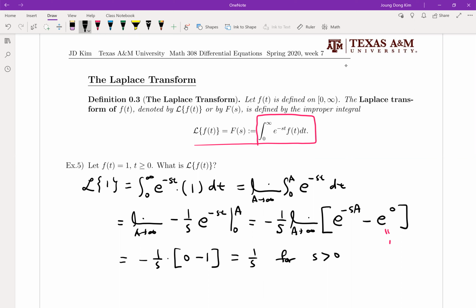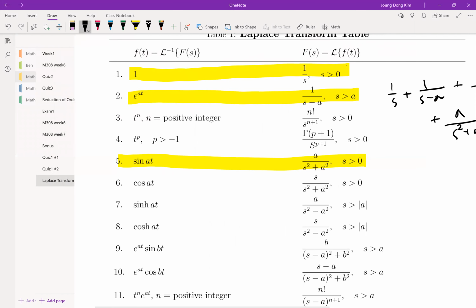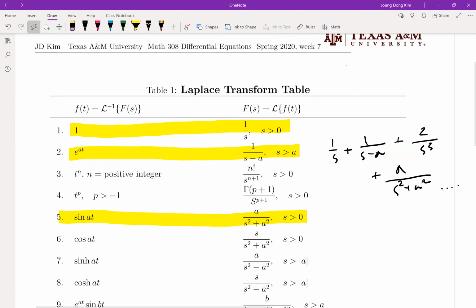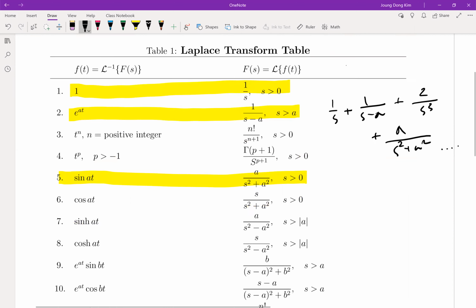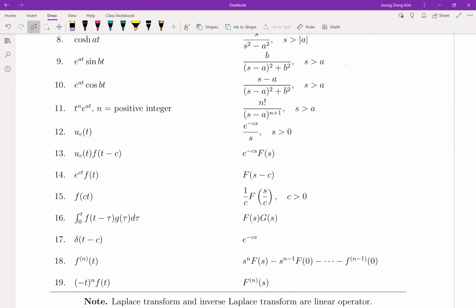Because we did everything already, and I gave you the Laplace transform table on the very end page of this lecture note, okay? I'm talking about this one here. We just talked about the first one: when the function is equal to 1, then your Laplace transform is 1 over s, okay? And all these are given. Then to solve the differential equation, we're going to use this table. We don't have to derive it every single time, okay?